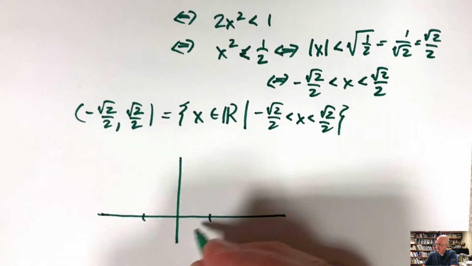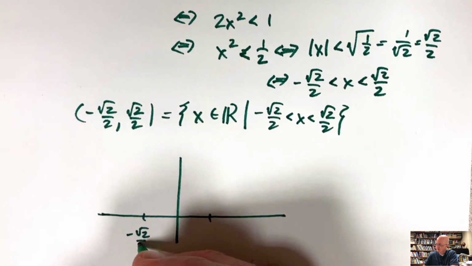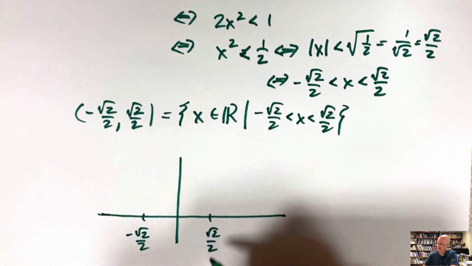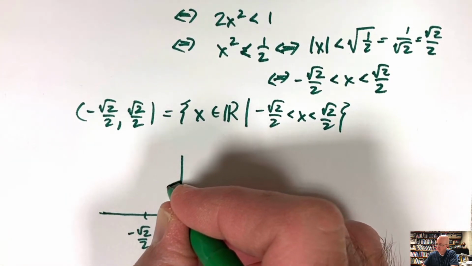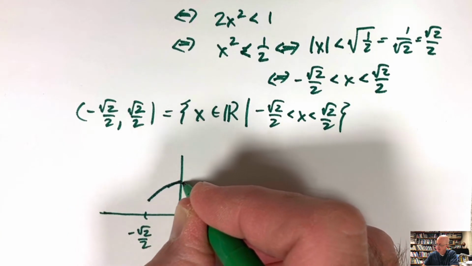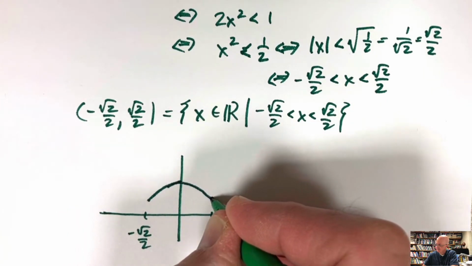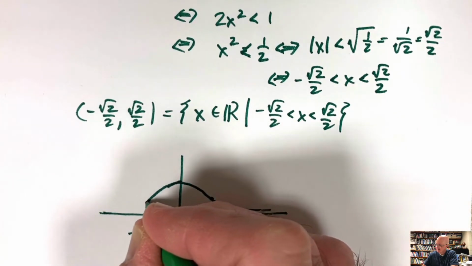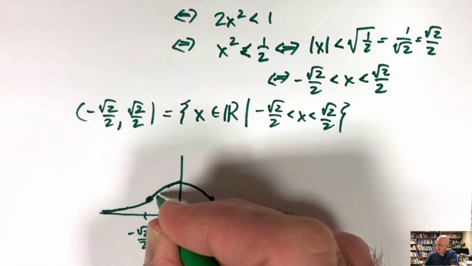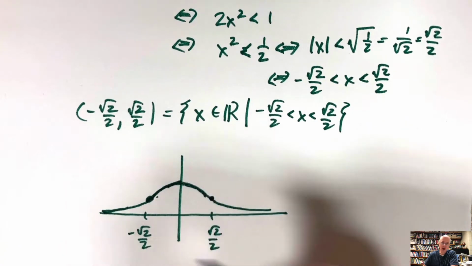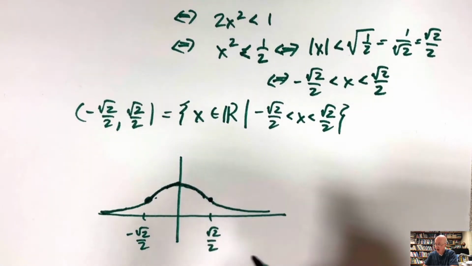This interval is centered on 0, negative square root of 2 over 2, and positive square root of 2 over 2. And it turns out, you can check this on your calculator, that the graph of this function looks like, well, it's called a bell-shaped curve. It's going to look about like this. And you can see it is concave down between these 2 points. That's where it looks like a frown. Concave down looks like a frown.